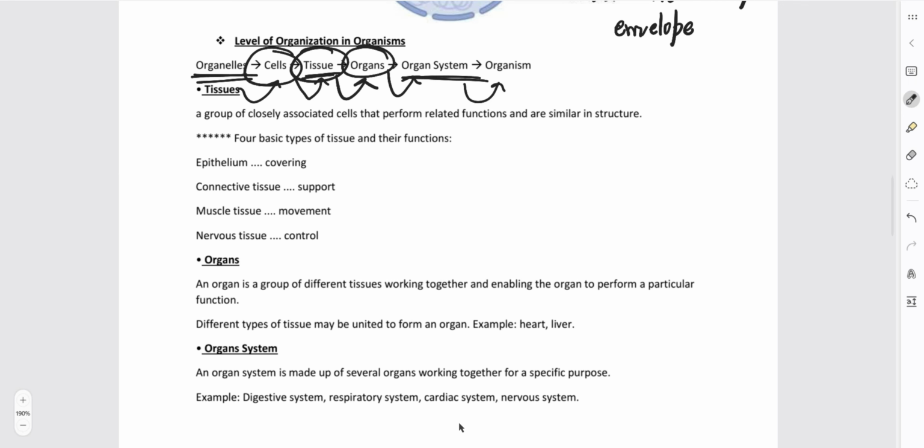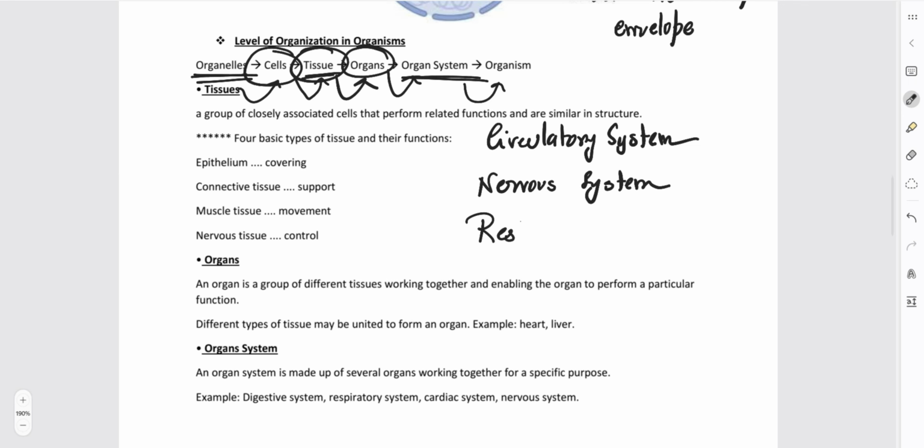Now, in our O-level syllabus, we do have to understand a few organ systems that are present. There are many organ systems, right? Let me write a few down. The main ones are, for example, the circulatory system, which consists of the heart and the blood vessels. The nervous system, which consists of the brain, spinal cord, and the nerves, right? The respiratory system, which consists of the lungs, then trachea, bronchus, right?